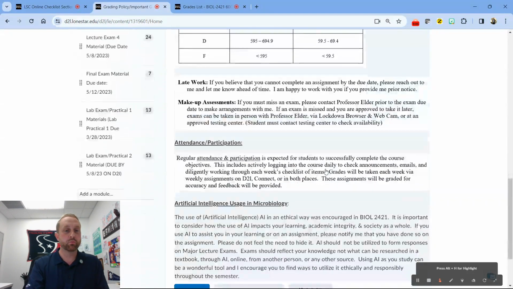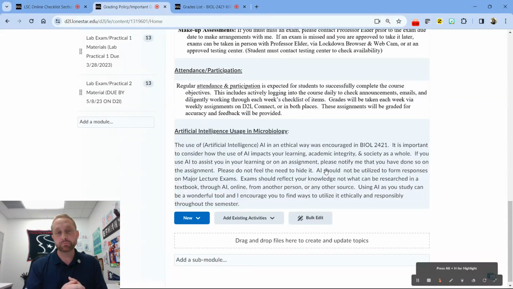So of course, include something that you feel would be applicable to your course in terms of artificial intelligence. I made sure to let my students know that when I'm assessing them on a major exam, I want them to show me what they know. I don't want them to show me what somebody else knows or what the AI knows or something like that. So you can provide that insight there.